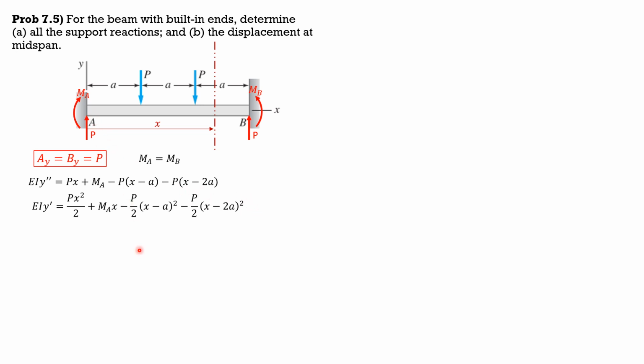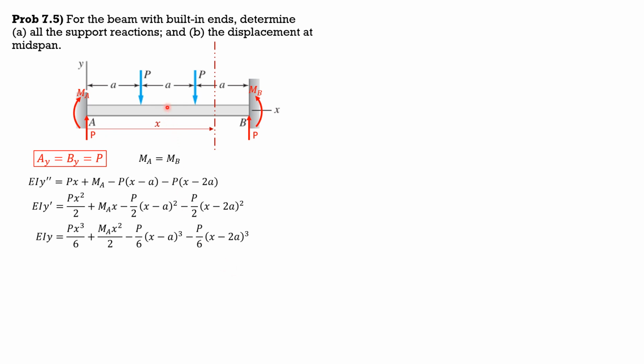There's no C sub 1 and C sub 2. Our unknowns would be just, supposedly, this reaction here, but we already found it. So it reduces to MA and MB, which are also equal. Integrate again. EIY equals PX cube over 6 plus MAX square over 2 minus P over 6 quantity X minus A cube minus P over 6 quantity X minus 2A cube.